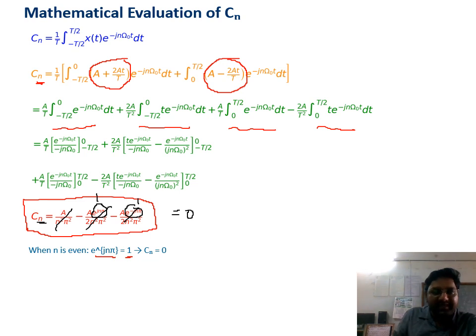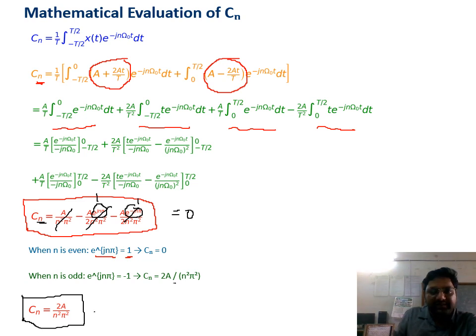So negative 1 and positive 1 get cancelled, and in this case Cn is 0 if n is even, since e power jn pi is 1. Similarly, if n is odd, then e power jn pi is minus 1, and e power minus jn pi is also minus 1 if n is odd. So the value of Cn in this case becomes 2 times a by n square pi square. This is what we can tabulate for when n is odd.